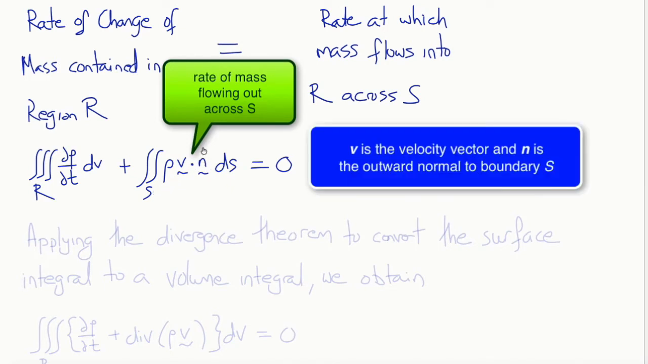So v·n represents the component of the velocity that is going out, across the surface, away from R. And that velocity is convecting mass with it of density ρ. So multiplying ρ times that component of the velocity gives the rate at which mass is leaving R, which is the negative of the rate at which mass is entering R, and hence it's on the other side.